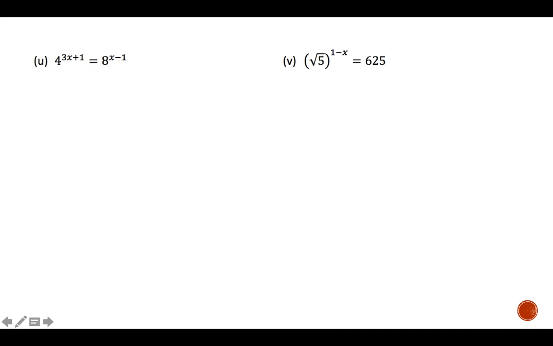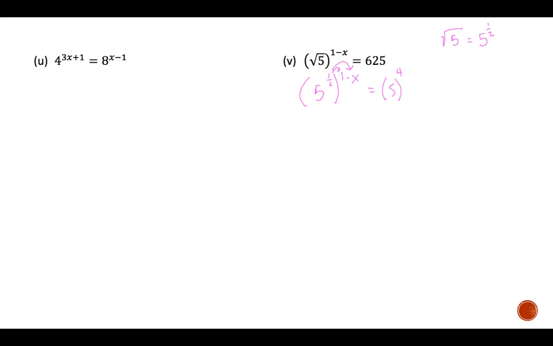Let's do v. That looks fun, doesn't it? What is going on here? The square root of 5. What could you do? This is messy. Oh, what is the square root of 5? When you have the square root, that's the same thing as saying 5 to the power of 1/2. Right, so let's change that. 5 to the power of 1/2 times 1 minus x equals, well, 625. 625 is 5 to the power of 4. Right, so, oh look, check that out, same base.